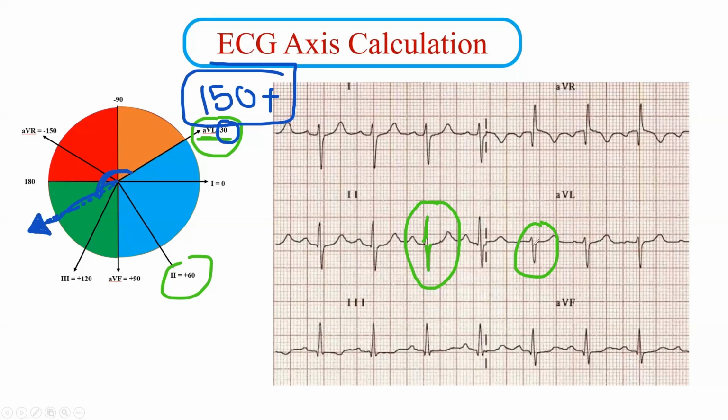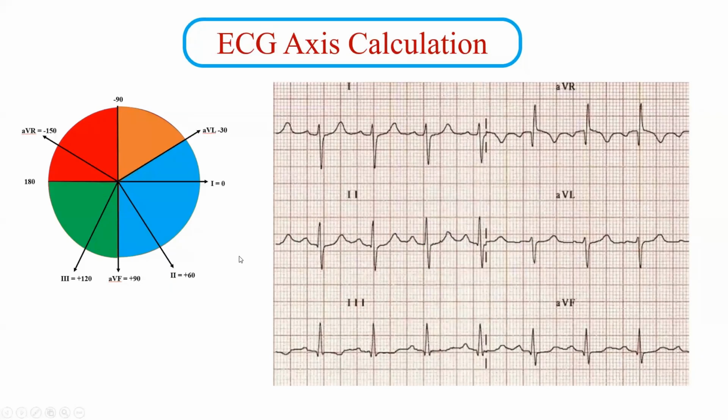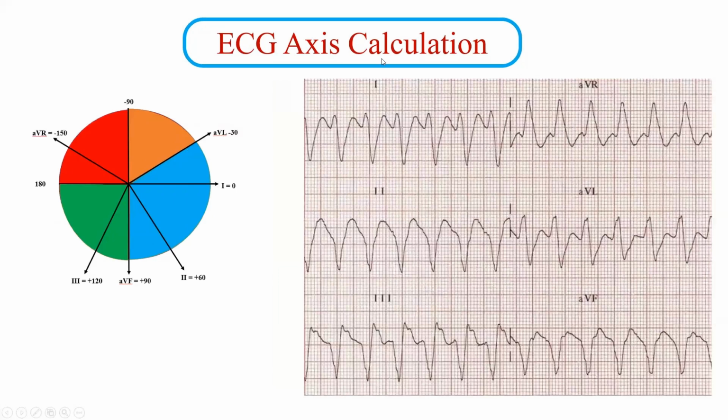Okay, now if AVL was positive, we don't need to do that. It will be minus 30, and it will be normal. Okay, guys, I hope this is easy. I hope that is easy. Okay, one more example. Okay, look at this EKG.